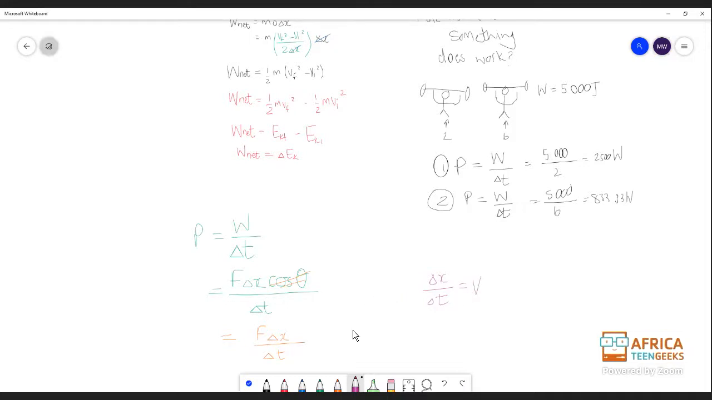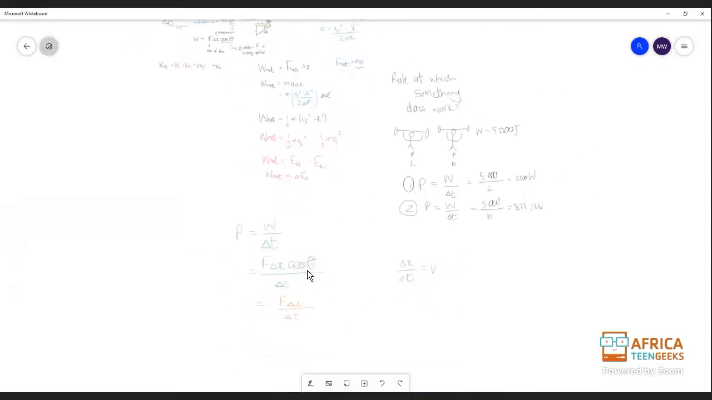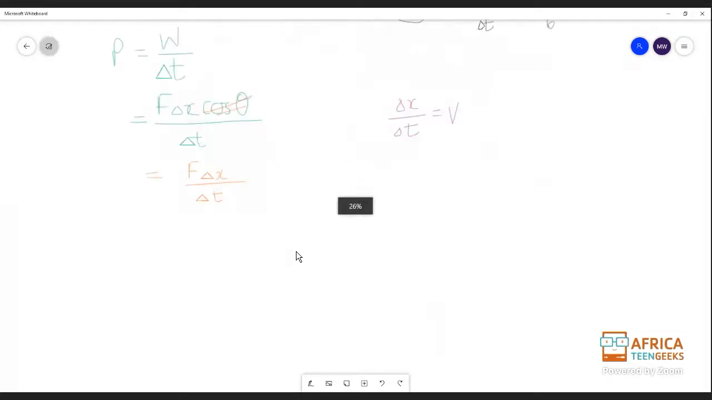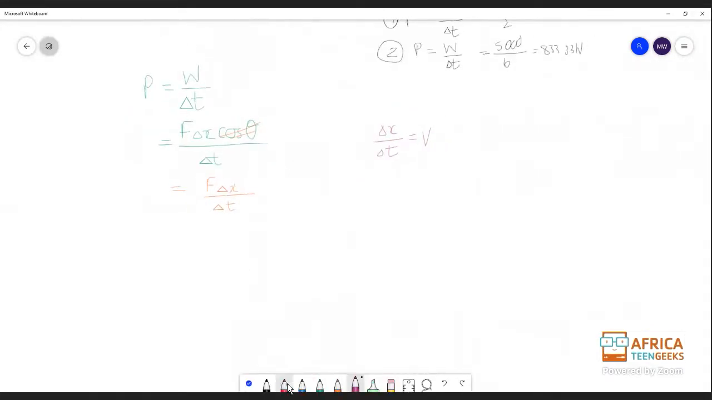So you can actually say that power is equal to force times velocity. So you can go and write work in terms of velocity, but you can also go and write power in terms of velocity. And this formula over here is normally used for what we call instantaneous velocity.